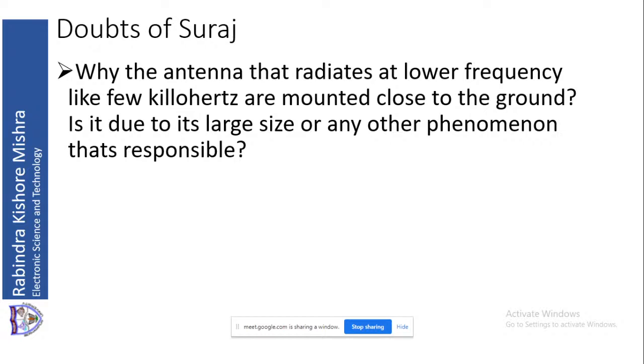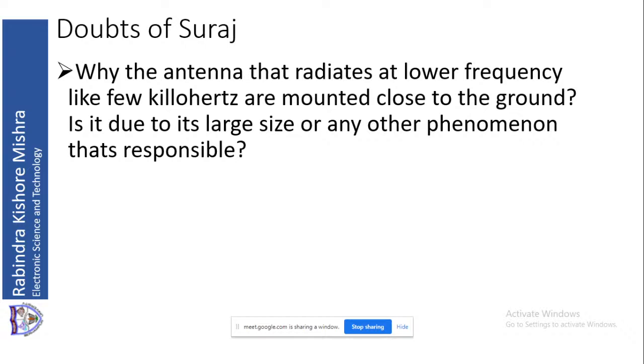And the larger the distance from the ground or from the earth, the larger the potential energy will be, and that will be converted into kinetic energy, which results in this distortion. That is why it will bend. So that is one reason why it is nearer to the ground.